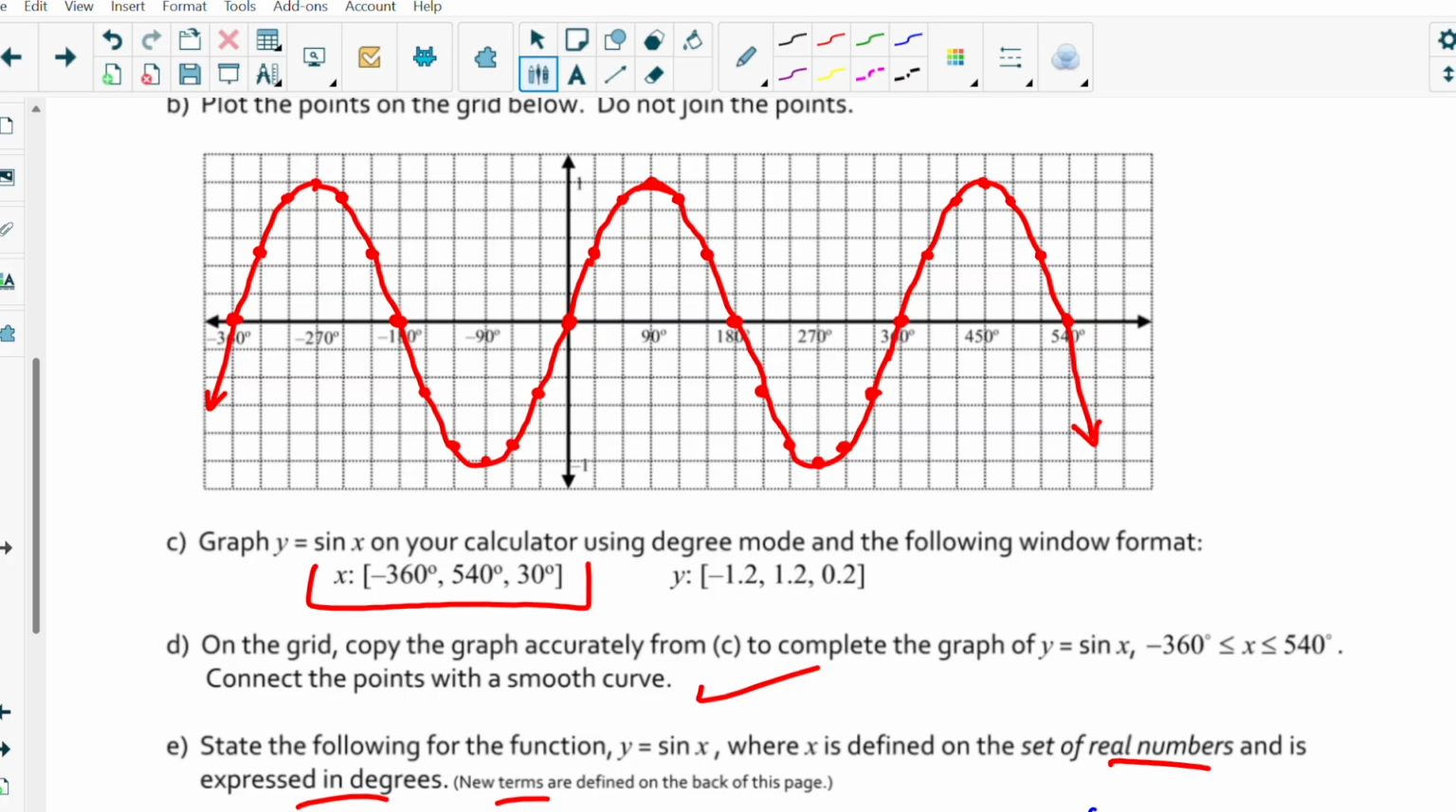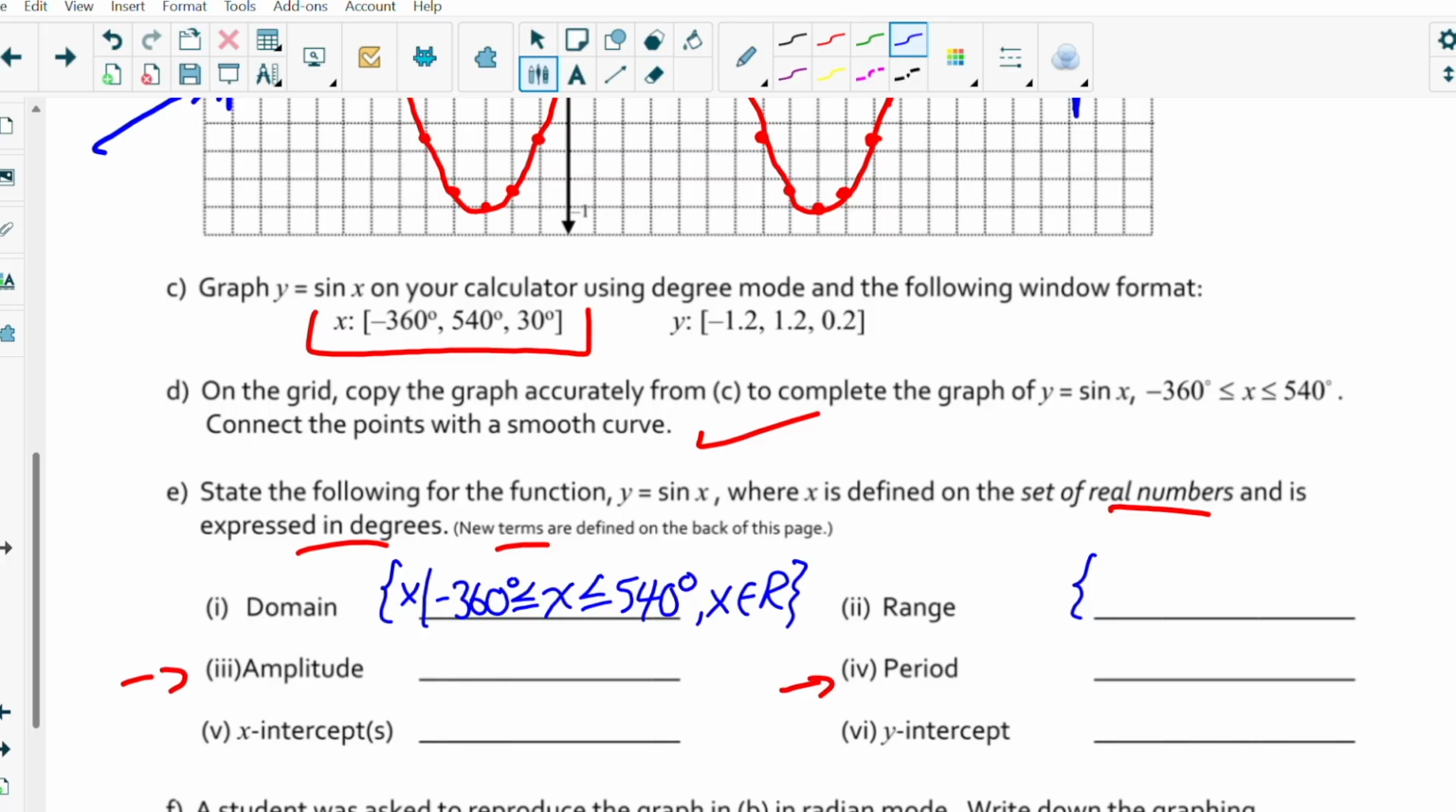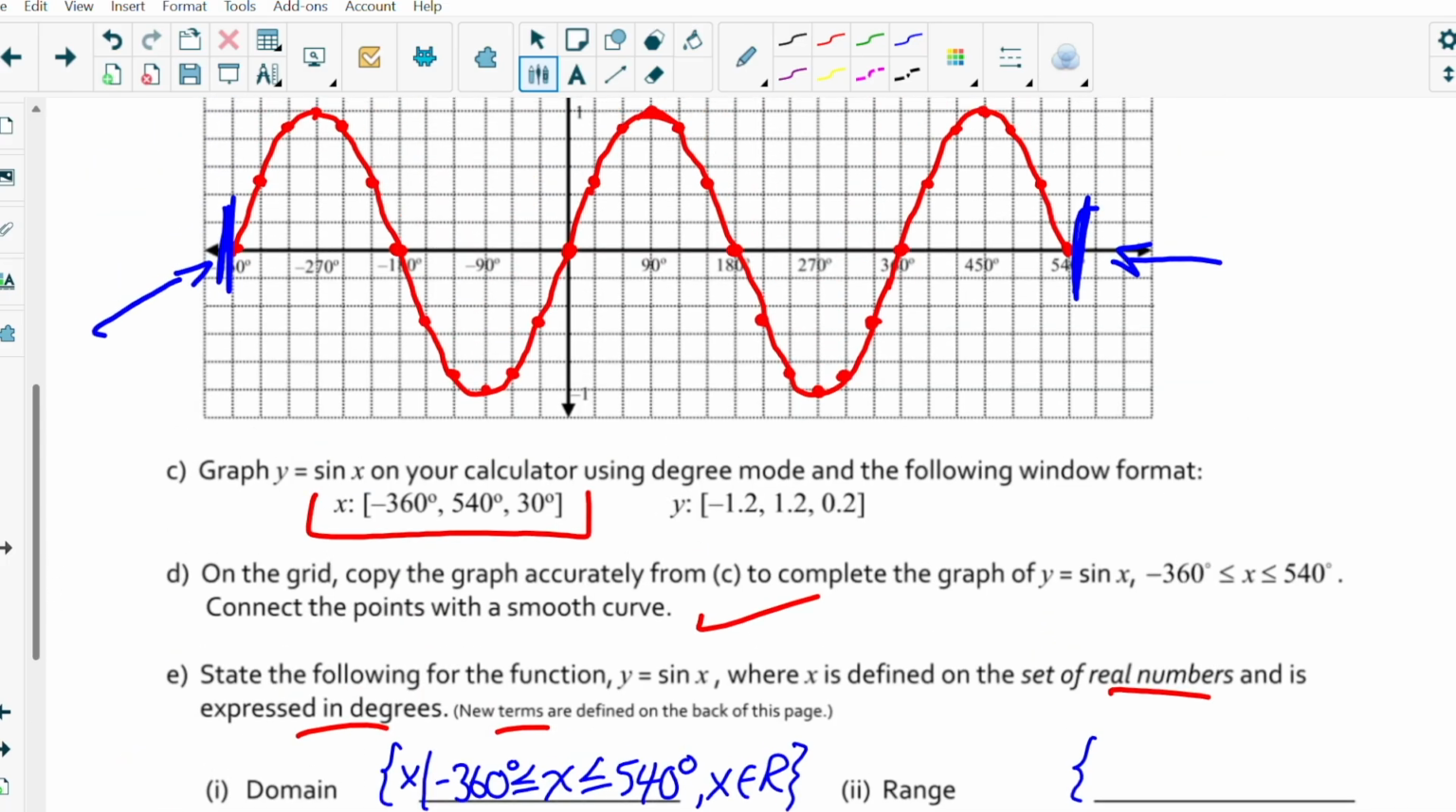If I'm defining the domain like that, I'm not going to do open-ended arrows. Okay, folks, sorry about that. Minor little detail, but super important. I have to end the sine function at negative 360 here because that's how I've defined the domain, right? And then positive 540 here. Okay, so sorry about that. No open-ended arrows.